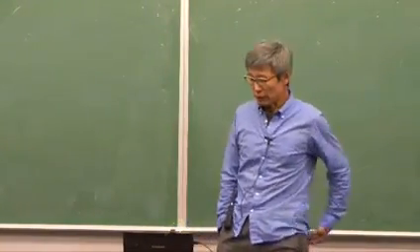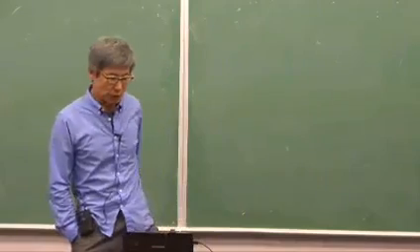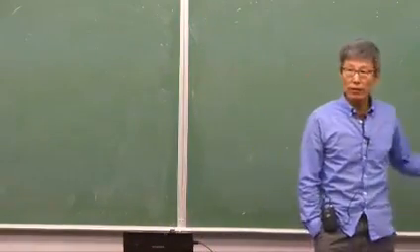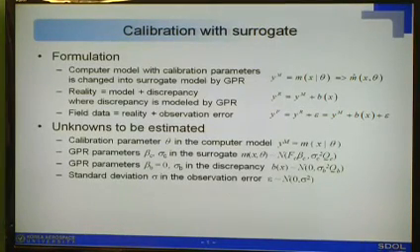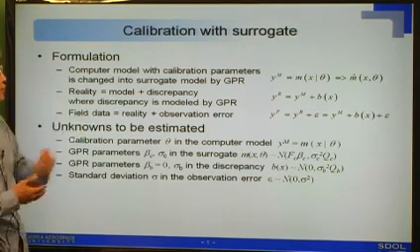Today's lecture is a continuation from last Monday. The subject is calibration with a surrogate model. I repeat this slide that was shown previously. The formulation is that the computer model, including the calibration parameters, is now changed into the surrogate model, and the surrogate model is made by Gaussian process regression.